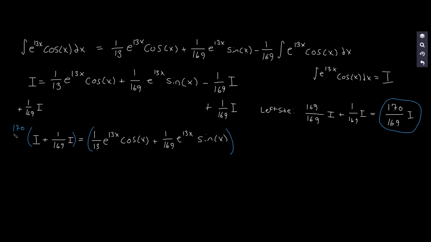170, wait, that's not the reciprocal. I can multiply it by the reciprocal, that is 169 over 170. And we know that this is just going to end up canceling, and the only thing left is going to be an I. And so on this side, it's like, okay, 169 over 170.